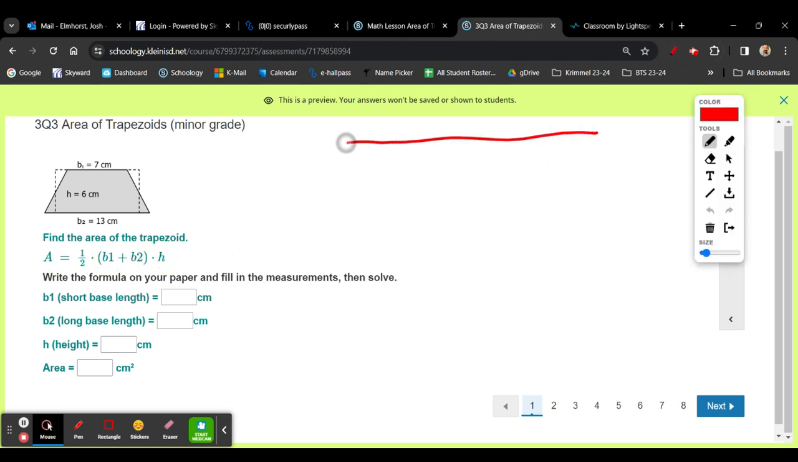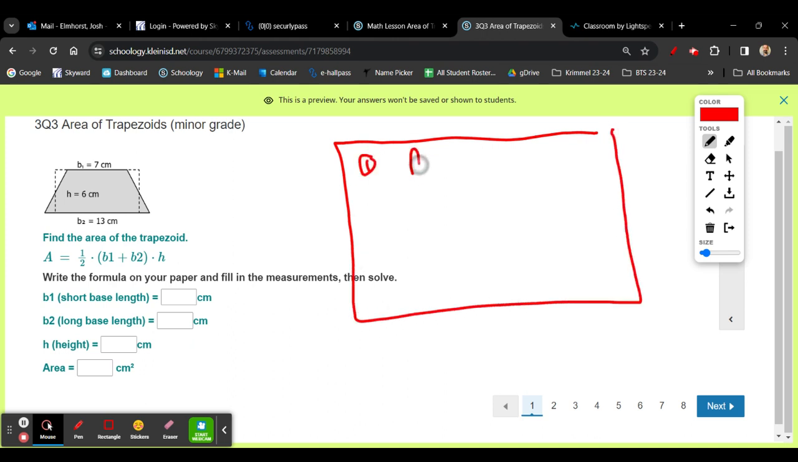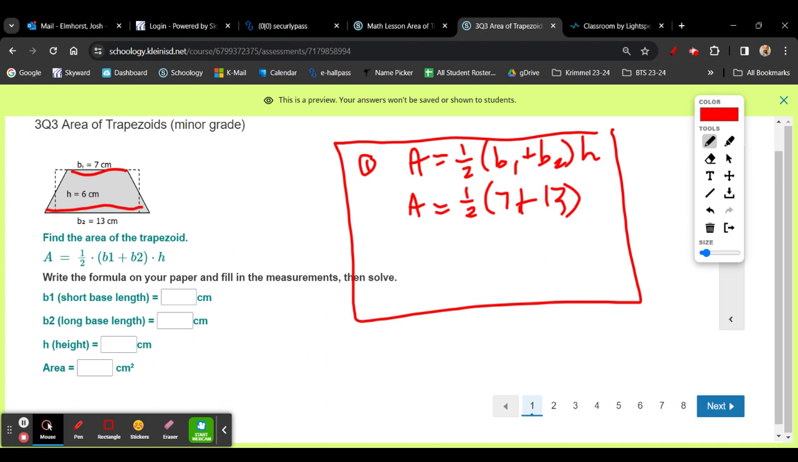So on your sheet of paper, problem number 1, start by writing down the formula that we're going to use: add base 1 and base 2, and then multiply by the height. Now we're going to fill that information out. 1/2, the short parallel side is going to be base 1. The long parallel side is going to be base 2, and then the height is going to be the perpendicular distance between the two parallel sides.